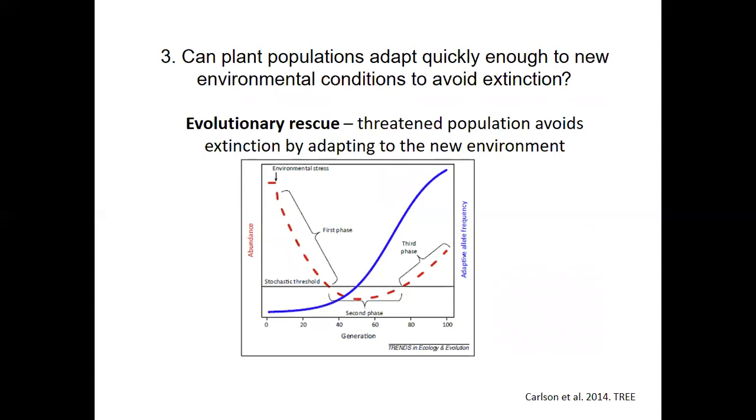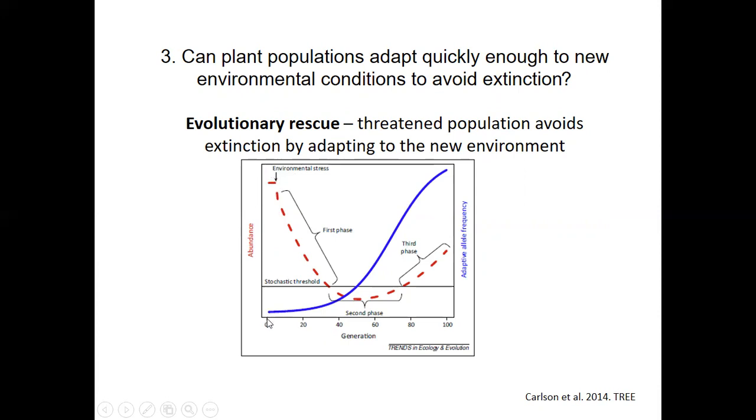So for the third question, can plant populations like this adapt quickly enough to these new environmental conditions to avoid extinction? And this could occur potentially through a process of evolutionary rescue. And this is a cartoon of that process in which a threatened population avoids extinction by adapting to the new environment.